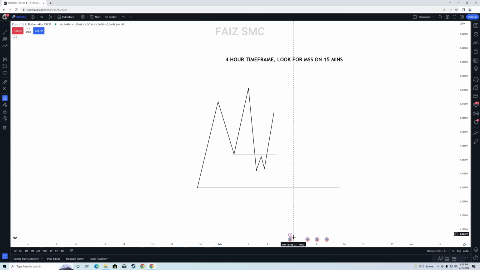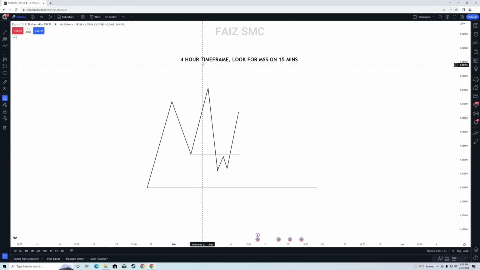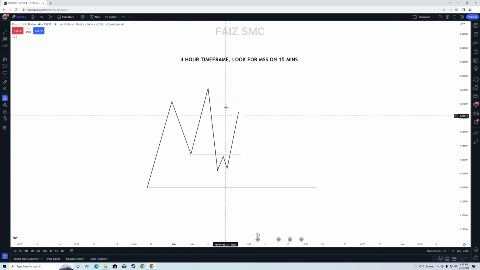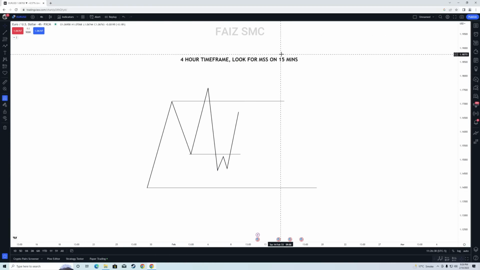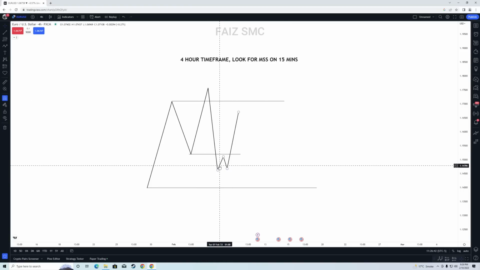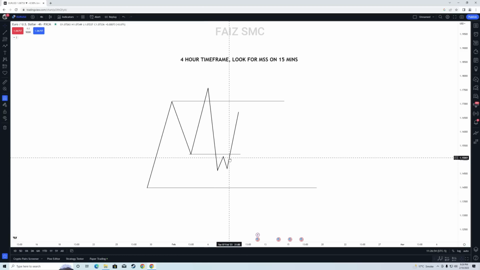Simple as that, guys. A, B, C, D: look for market structure shift with displacement on 15 minutes. The displacement is when you have a fair value gap before the market structure shift. Before market structure shift, remember that, guys. If there is no fair value gap when the market structure shift happens, then you will not take the entry.